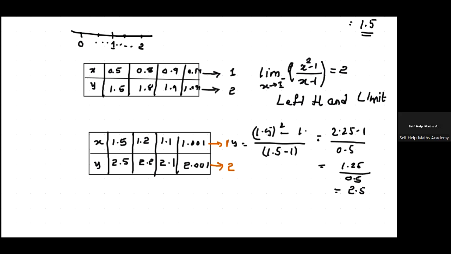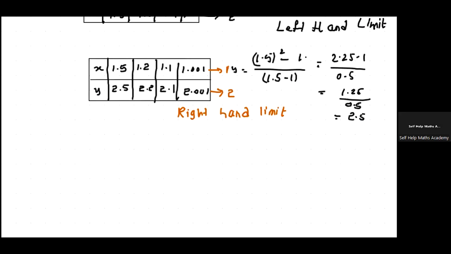So this is called the right hand limit. And also we can write this as the limit of the same function (x square minus 1) divided by (x minus 1) as x is approaching 1, but this plus sign indicates that it is from the right hand side. This is equal to 2. So this is our right hand side limit.